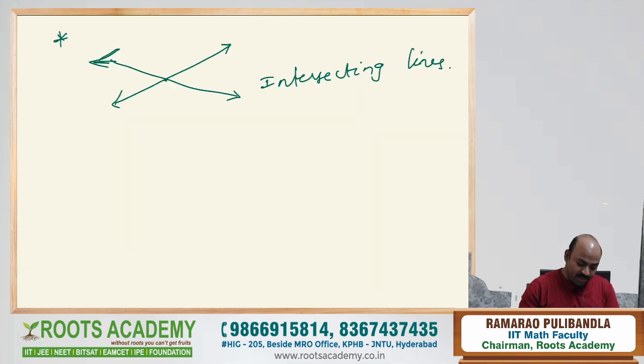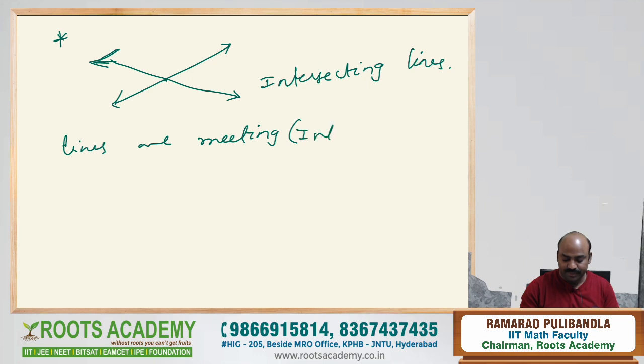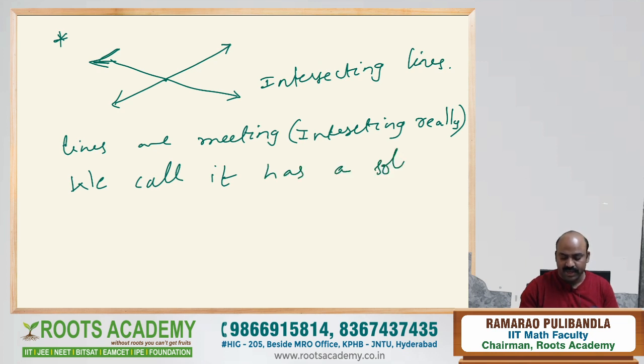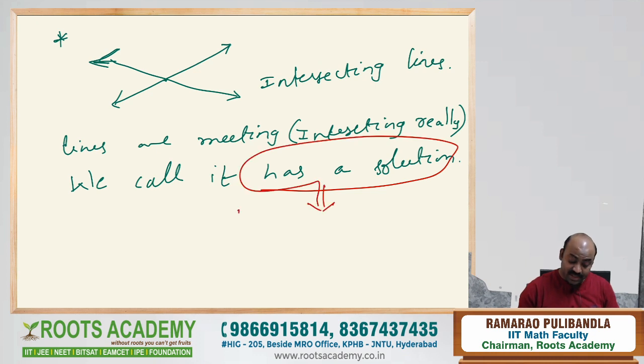Lines are meeting means lines are intersecting, really intersecting. We call it has a solution. Solution means we'll get x and y values, right, students? So having a solution is called a consistent system.